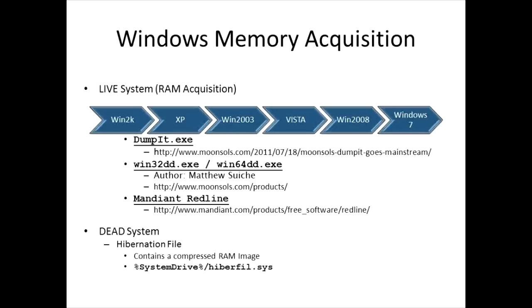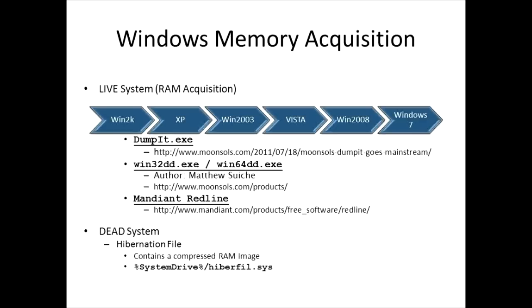The Redline tool that we'll be using for analysis is also capable of taking memory images. You can also install Redline as a portable agent on a thumb drive, just like Dumpit, so it can dump the memory and analyze the system from the thumb drive. There are a whole bunch of other tools out there. HB Gary has a free tool.